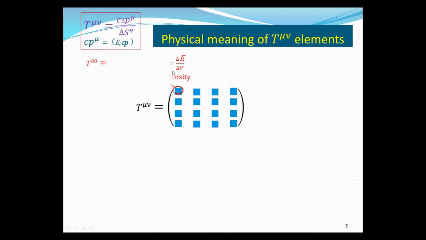Let's look at T00 first. T00 by definition is c delta P naught over delta S naught. Remember, P naught is delta E over c, so the c cancels, and delta S naught is just the full volume with x naught fixed, so there would not be a delta x naught, just delta x1 delta x2 delta x3. So that's just the volume. Therefore the T00 term is simply energy per unit volume, so T00 is the energy density.